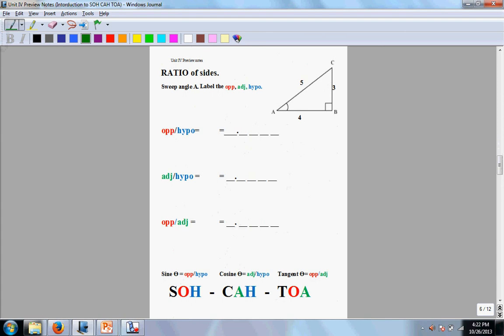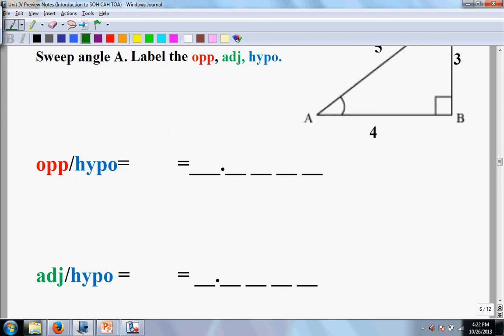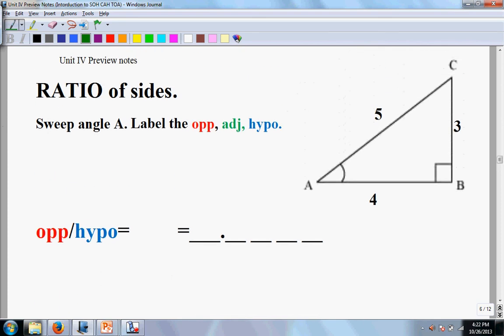Okay, now we're going to talk about ratio of the sides. The sides and angles are interrelated in a certain way, and we're going to be using ratios to express those relationships. So when I say ratio, remember ratio means something over something. So we're going to find the ratio of the sides by starting with angle A. So here's angle A. This is just an example. So now we label the opposite, the adjacent, and the hypo.